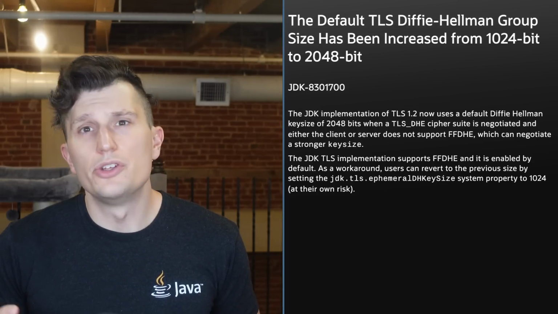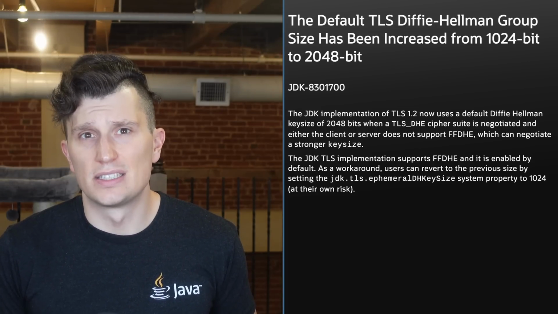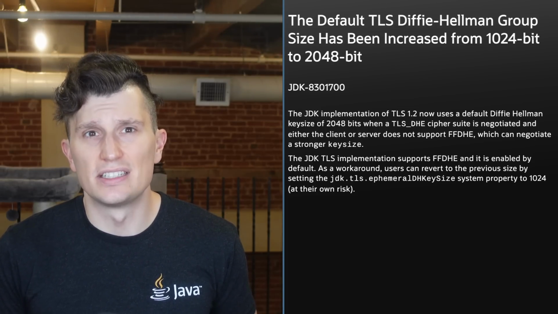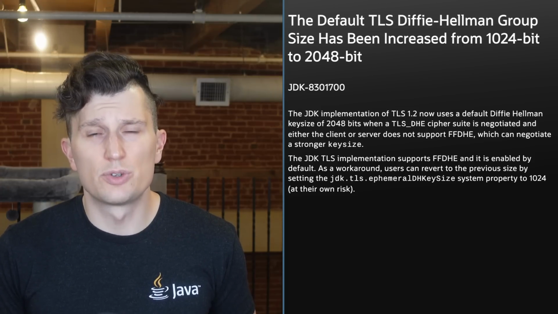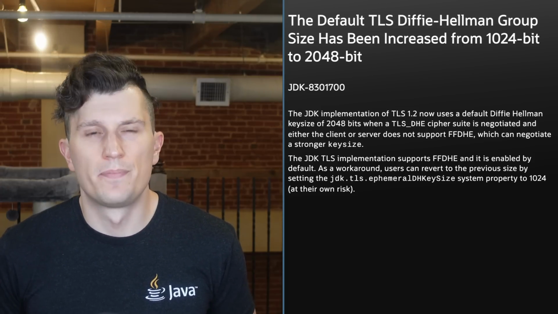As a workaround, users can revert to the previous size by setting the jdk.tls.ephemeralDHKeySize system property to 1024, at their own risk.